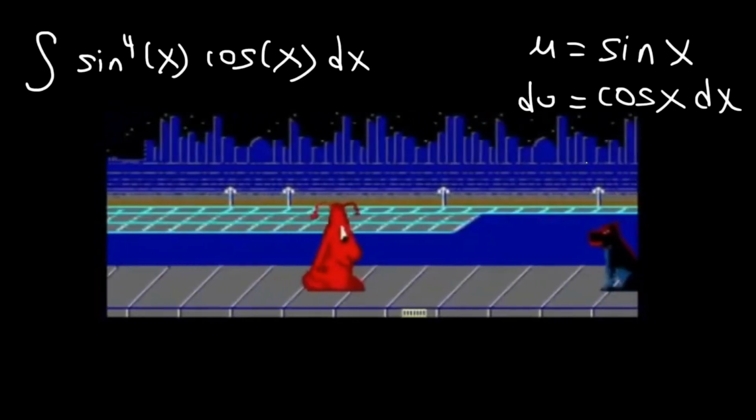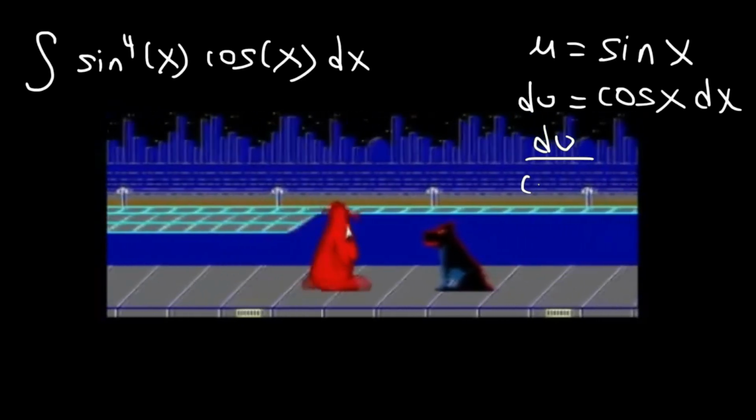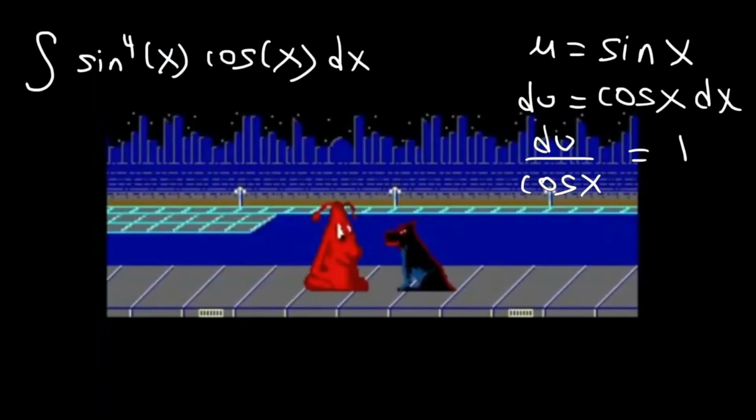So it's best to make u equal to sine x. And du will be equal to cosine x. And since there's only 1 cosine, this will be completely cancelled. Solving for dx is going to be du divided by cosine x. And don't forget that last step, always isolate dx.